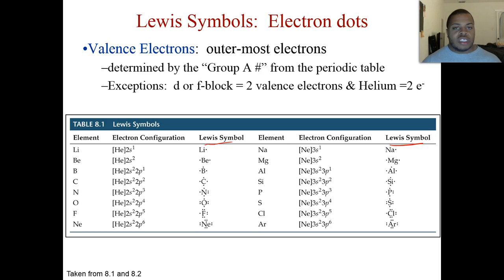Now, exceptions to this rule. D or F blocks usually have 2 valence electrons, but because of the fact that they have these higher orbitals, they're going to be able to do some things that the other ones will not. So we usually save those for last. And also hydrogen and helium. Helium only has 2 valence electrons, and it's because it's only on the lower level.